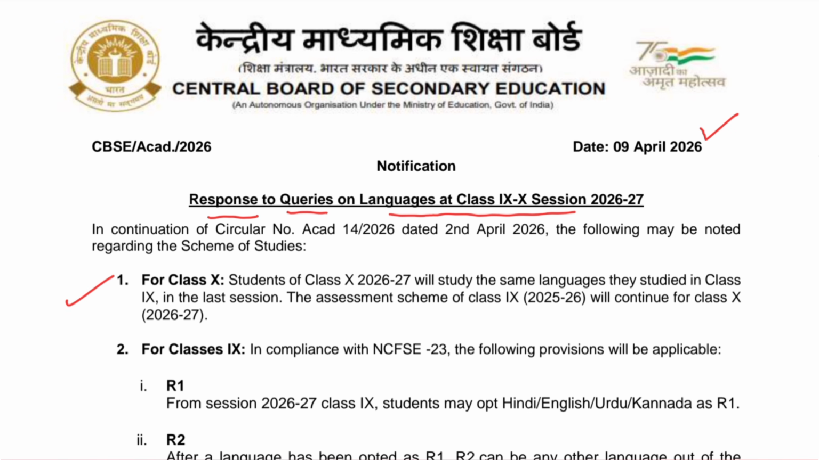Now, first thing for class 10th. For class 10th this year 26-27, they are going to study the same language which they studied in 9th last year, and the assessment of 9th 25-26 will continue for the same this year. Means there is no change for present class 10th students. Whatever subject they have chosen in class 9, the same subject will continue as well as the same pattern.